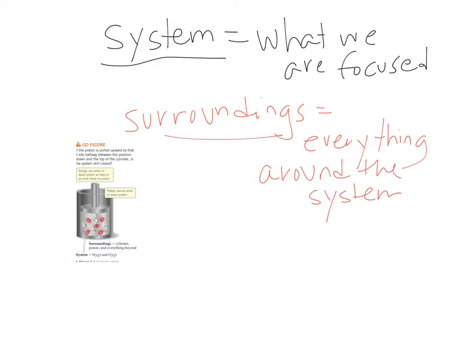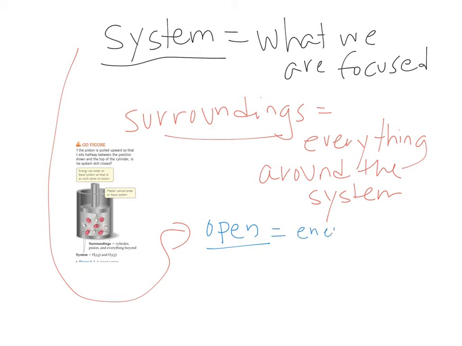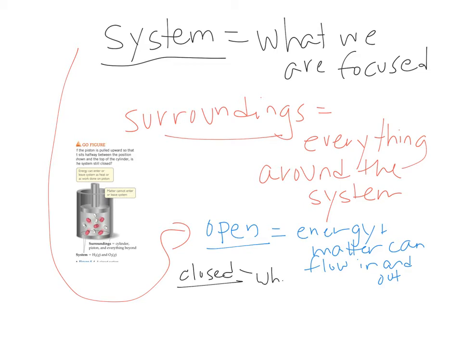There are 3 types of systems. We can have an open system, and that is when energy and matter can flow in and out of the system. So energy and matter can flow in and out. We can have a closed system, and that's when energy can flow in and out, but not matter.